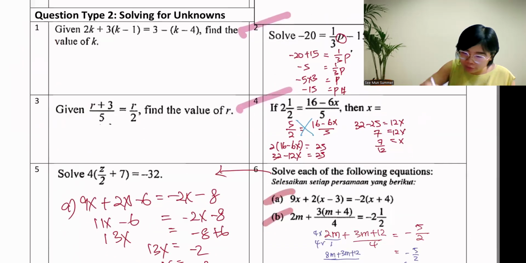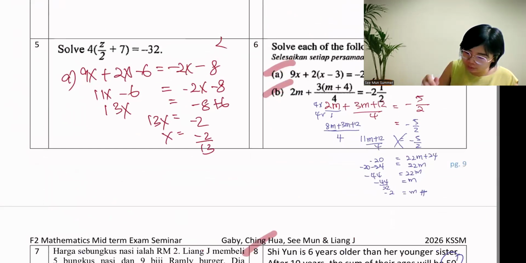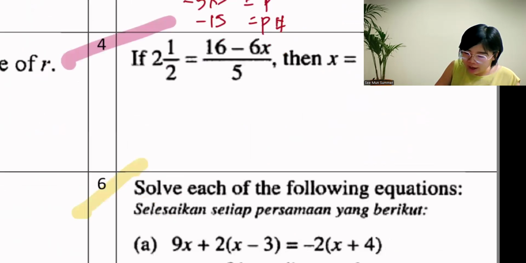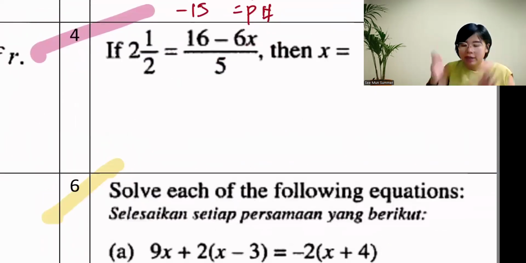Okay, let's do number 4. Let's do number 4. Okay, number 4. You zoom in, same page, number 4. So this you need to know. Can you see? If 2 and a half is equal to this, then find X. Meaning you need to express X. X is the main character to take out. So we have to try.